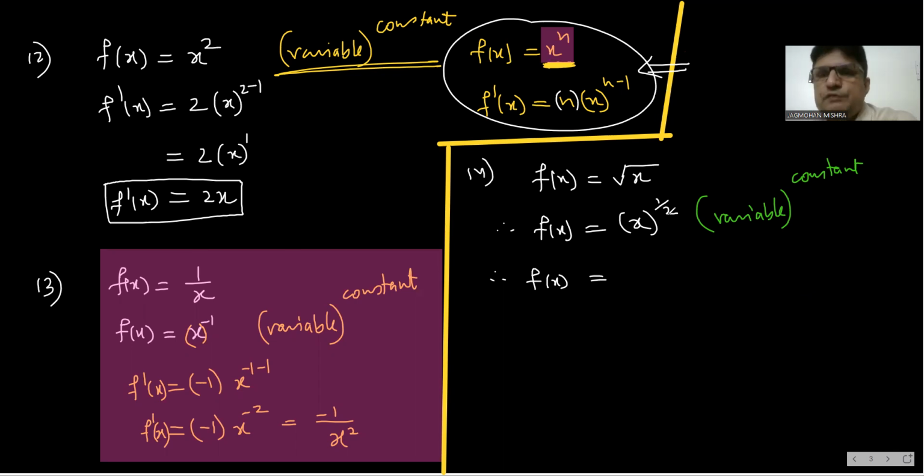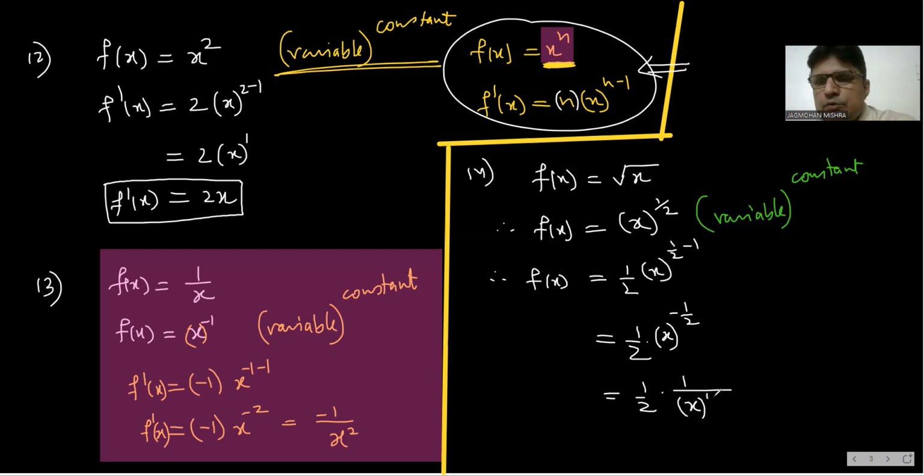So here we have f of x as x raised to half. So what will I write? I will write 1 upon 2, x raised to n minus 1. So 1 upon 2 x raised to 1 by 2 minus 1. 1 by 2 minus 1 is minus 1 by 2, so x raised to minus 1 by 2. Half minus 1 is minus half. So this is 1 by 2 into 1 upon x raised to 1 by 2, that is 1 upon 2 into root x.